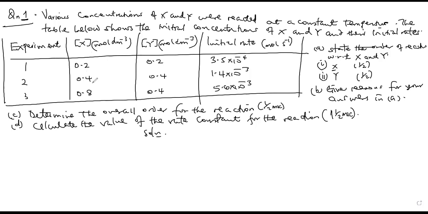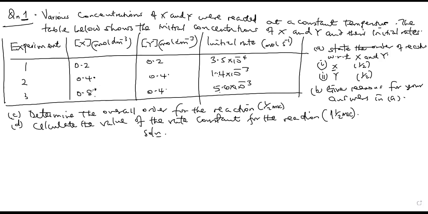Now, you can really see that here, in experiment two and three, the concentration of X was changing, okay? While the concentration of Y was constant. We said that the order you need, you should look at those experiments where the concentration is changing, and then the other one must be constant. So Y is constant with these experiments, while here it is changing. Now, concentration has been doubled from 0.4 to 0.8. If you want to know the effect of doubling, you can try dividing here. You can divide 5.6 exponent negative 3 divided by 1.4. You'll see that it has been multiplied by 4.